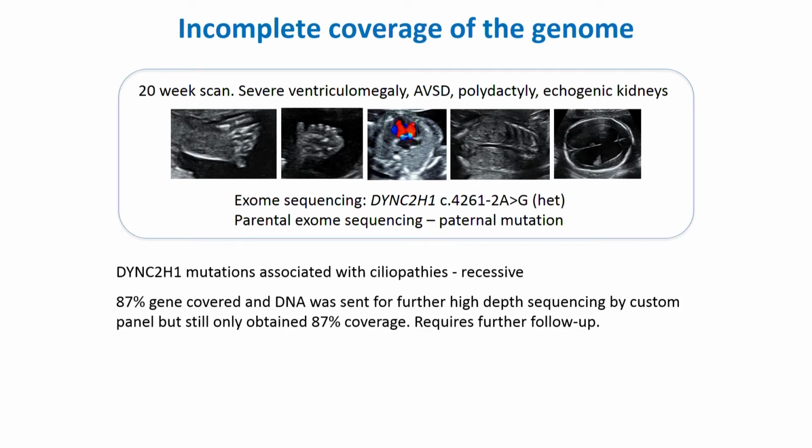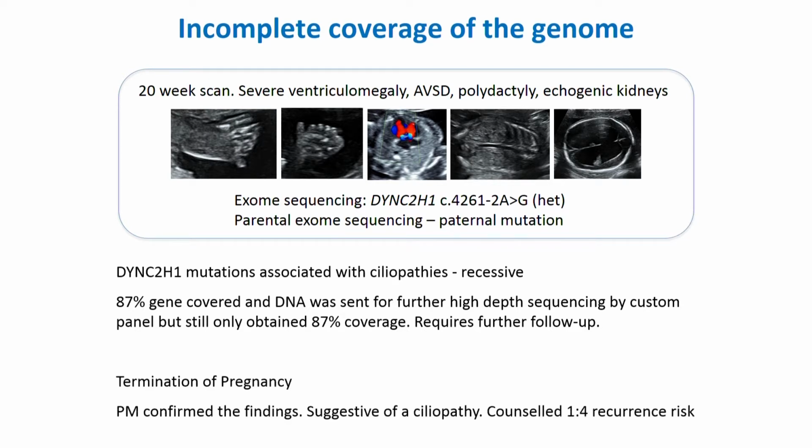However, these mutations are usually associated with recessive disorders, and we had an 87% coverage of the gene, and despite higher depth of sequencing, we could not identify the other mutation, the maternally inherited or de novo mutation. The parents, in view of the severity of the abnormalities, terminated the pregnancy and post-mortem confirmed the sonographic abnormalities and said it was suggestive of a ciliopathy. And they have been counselled a 1 in 4 recurrence risk. But at the moment, the only way we could do prenatal diagnosis early in pregnancy would be to exclude the paternal mutation.